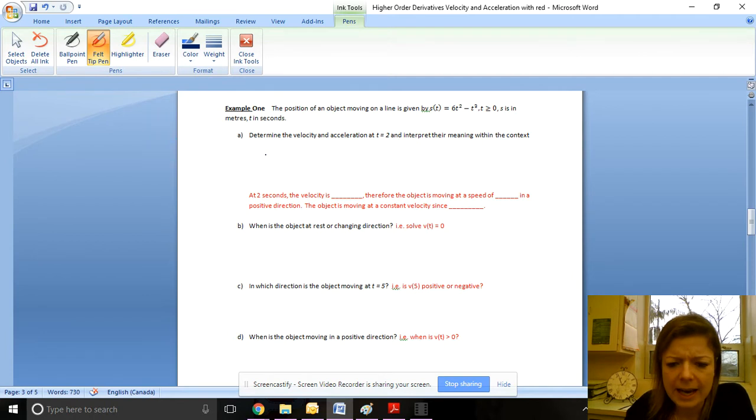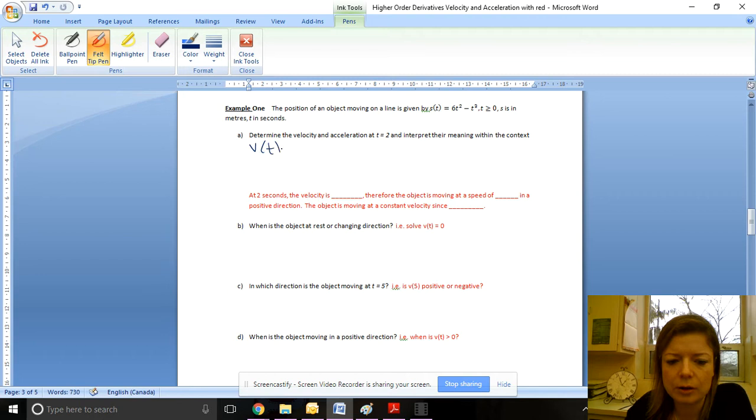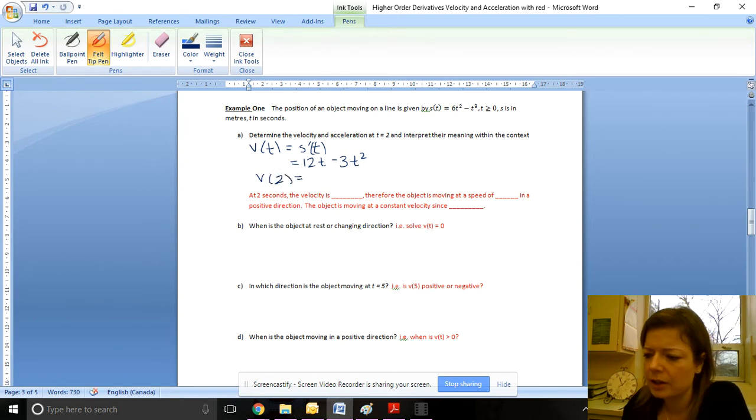So velocity at 2. First we need to find the velocity function, which is just the first derivative of the position function. So that is 12t - 3t^2. If we put 2 into that velocity function, we get 12. The units are meters per second because it's a rate of change, the change in y with respect to the change in x.